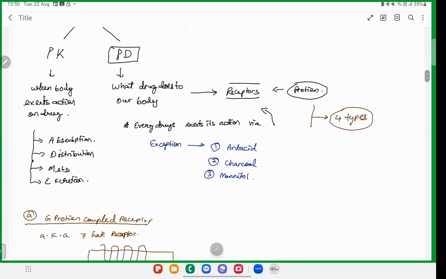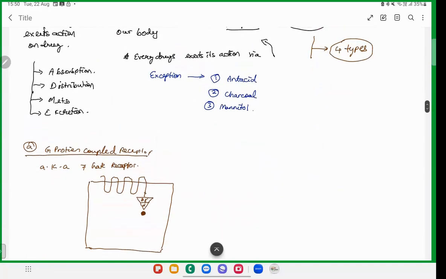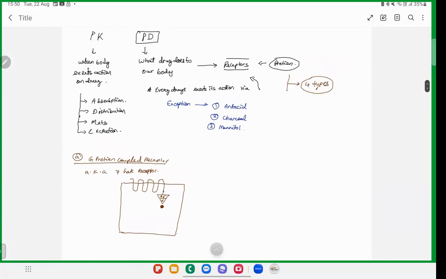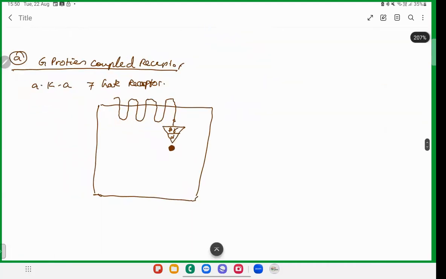Number 1 is your G protein coupled receptor. You can just copy it down. What is a G protein coupled receptor, guys? It's a very easy concept. The G protein coupled receptor is otherwise called the 7-transmembrane receptor. We call it that because it has 7 foldings. So look at the picture, I hope you have copied. First we will discuss, then we will write down the notes so that it will be helpful for you in the long run.